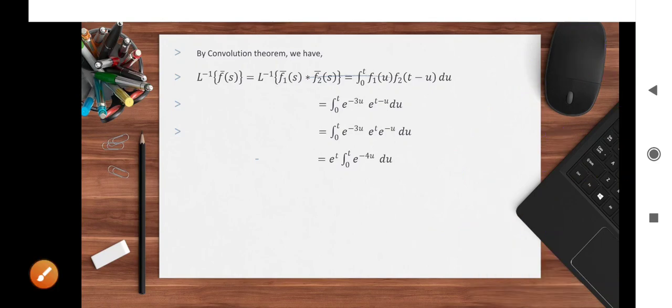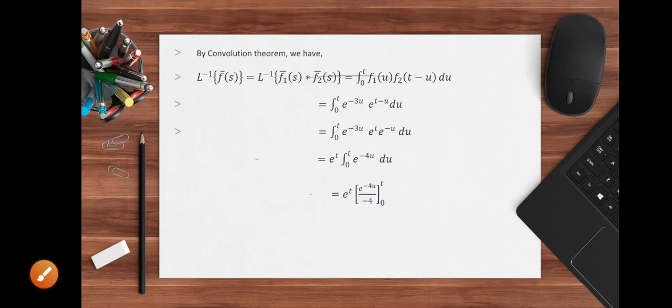So here after taking that integration, we get the term as e raised to t into e raised to minus 4u divided by minus 4, as here a equal to minus 4, and the upper limit for u is t and the lower limit is 0. So taking minus 4 outside the bracket, we get e raised to t by minus 4. Upper limit value is e raised to minus 4t, lower limit value is e raised to 0, that is 1.